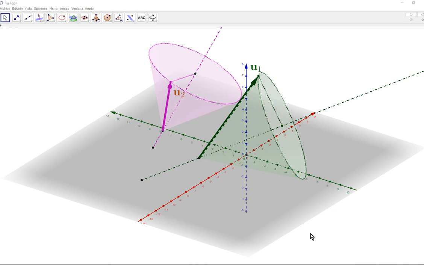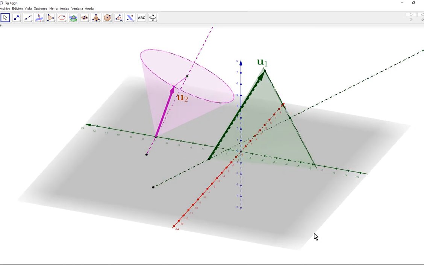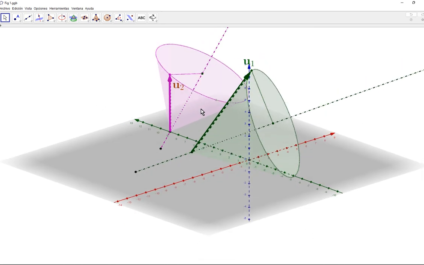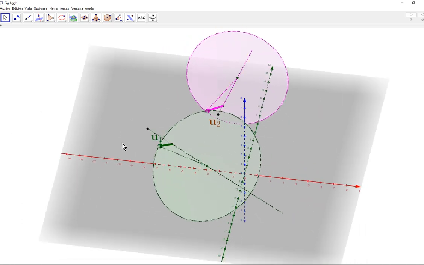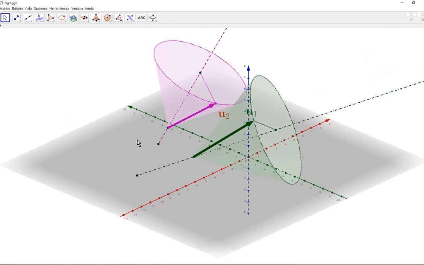Suppose that we have two unit vectors in 3 dimensions, and the directions or the axes around which these two unit vectors may rotate. And we want to rotate them in such a way as to make them parallel, more or less like this. How can we calculate the angles through which we must rotate each vector?